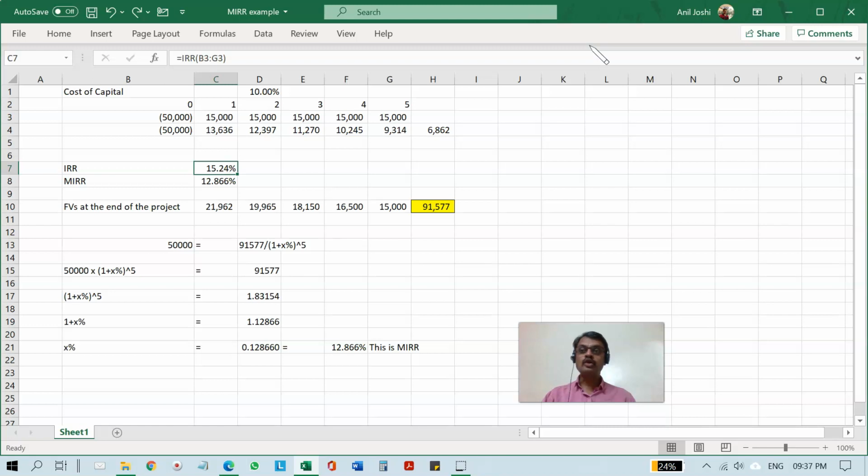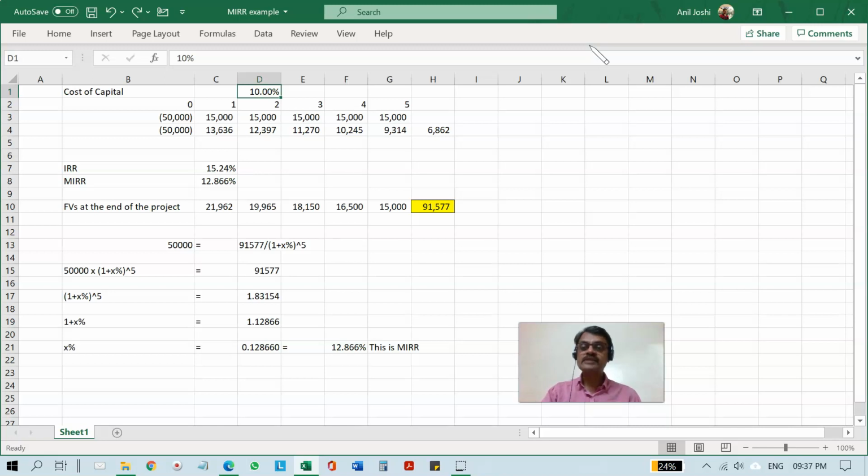And that is why, in order to overcome this aggressive assumption, MIRR has come into the picture, which is modified internal rate of return. So this modified internal rate of return says that the cash flow which gets reinvested in the project will give you returns equal to not IRR but equal to the cost of capital, which is obviously the conservative assumption.